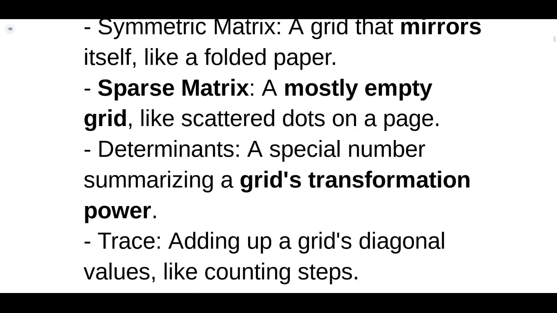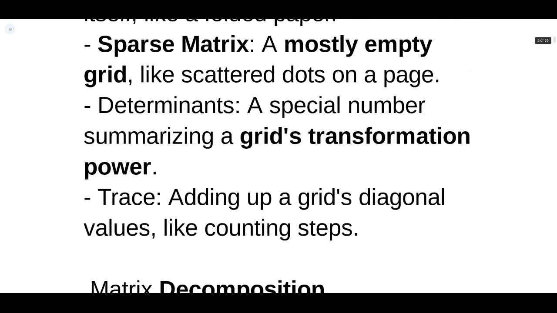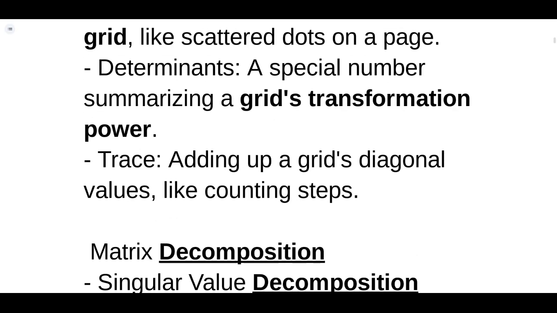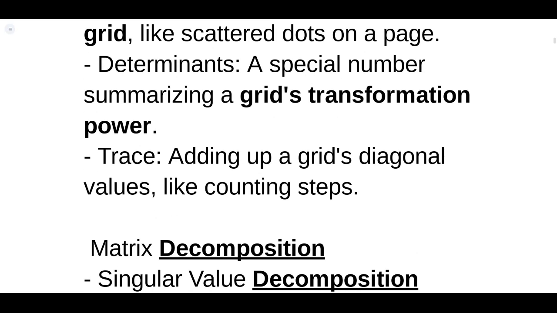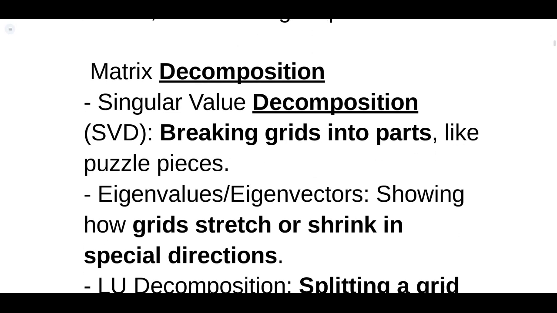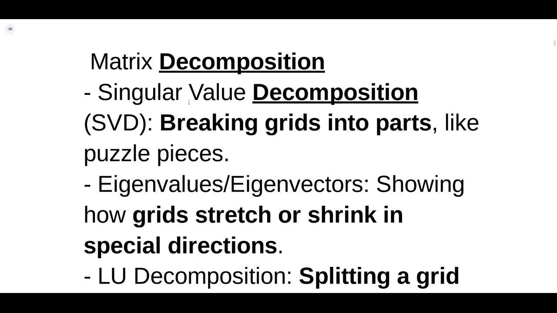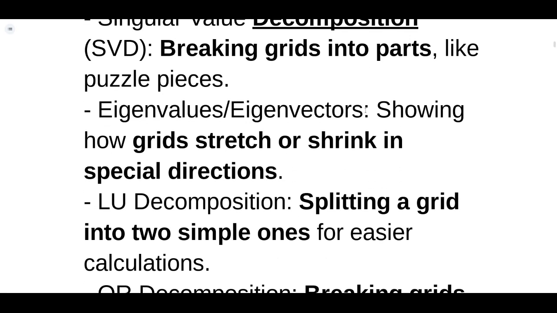Determinants, a special number summarizing a grid's transformation power. Trace, adding up a grid's diagonal values like counting steps. So matrix decomposition, singular value decomposition (SVD), breaking grids into parts. Eigenvalues, eigenvectors, showing how grids stretch or shrink in special directions.